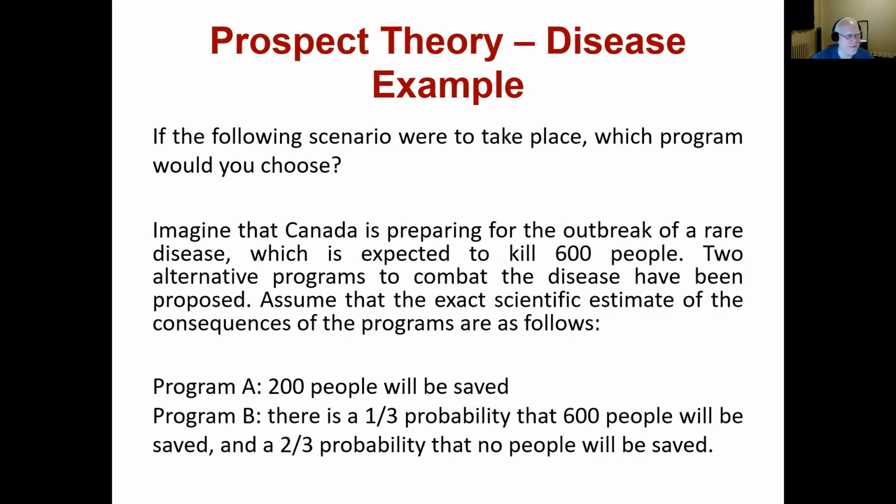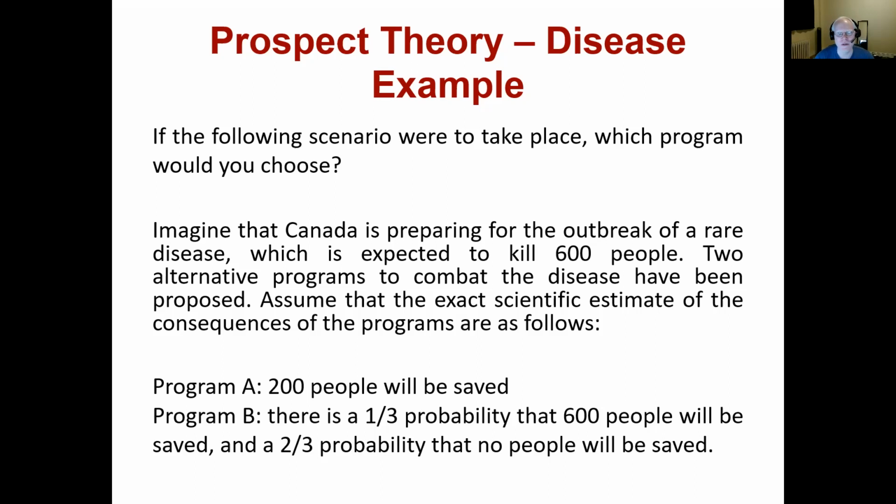And half of you got this scenario. Imagine that Canada is preparing for the outbreak of a rare disease, which is expected to kill 600 people. Two alternative programs to combat the disease have been proposed. Assume that the exact scientific estimates of the consequences of the programs are as follows. Program A, 200 people will be saved, and program B, there's a 1/3 probability that 600 people will be saved and a 2/3 probability that no people will be saved.